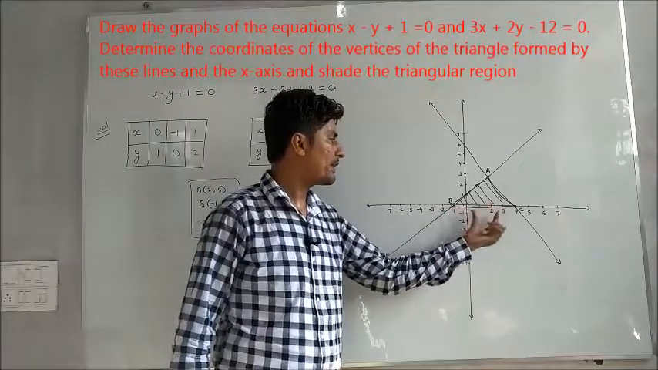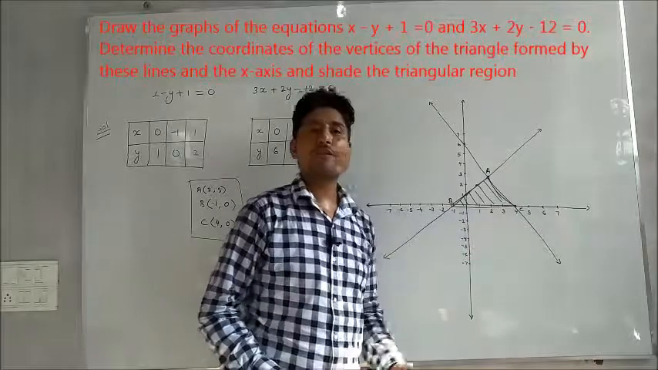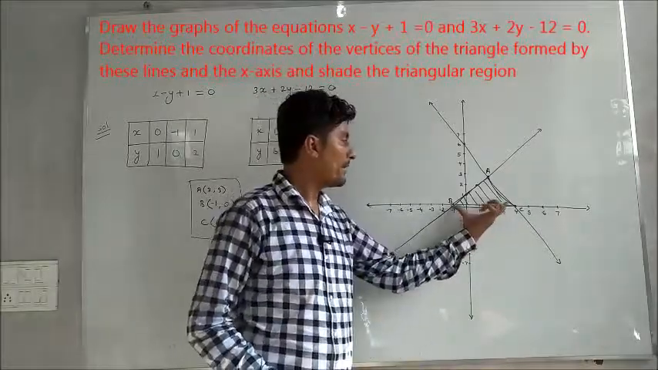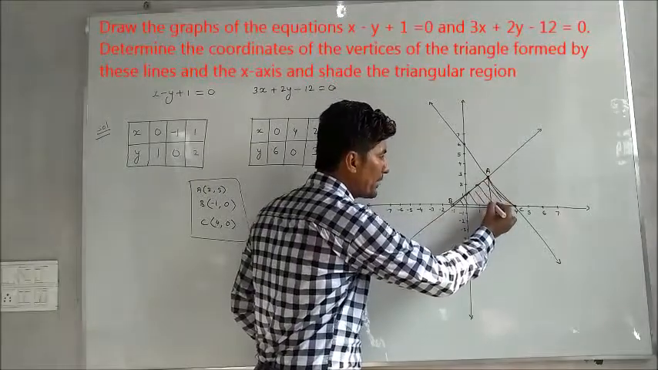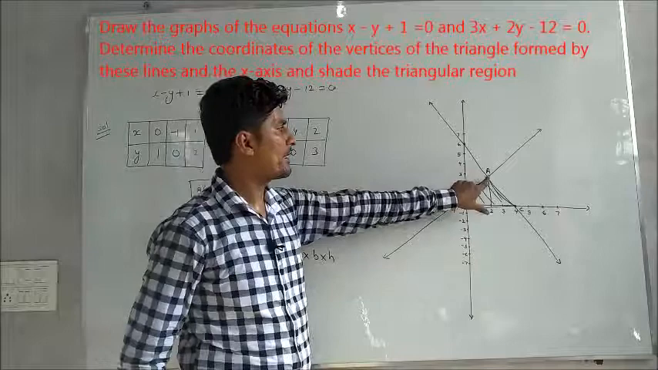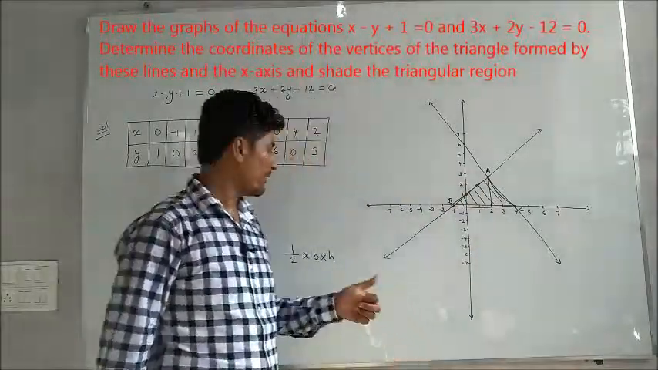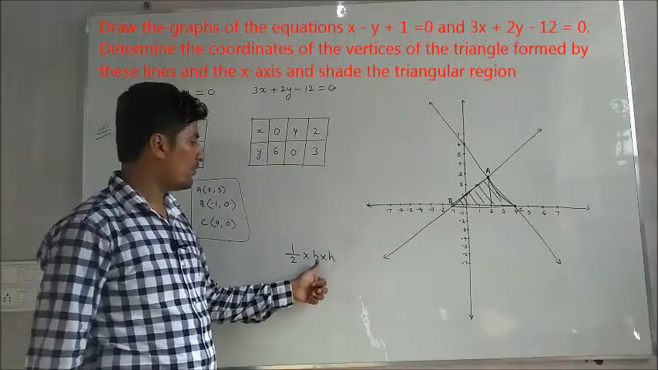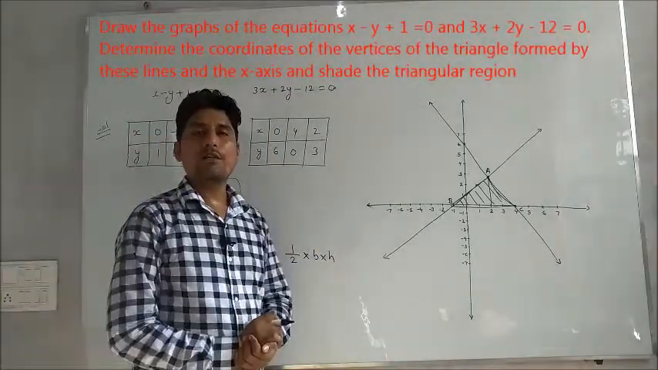So the base we can take here. How many units are there? 1, 2, 3, 4, 5. 5 units are there. So the base will be equal to 5 while the perpendicular height to this vertex is 3, which is the y-coordinate. So the perpendicular height is 3. So we can take height equals 3 while the base equals 5. In this way we can find the area of the triangle.